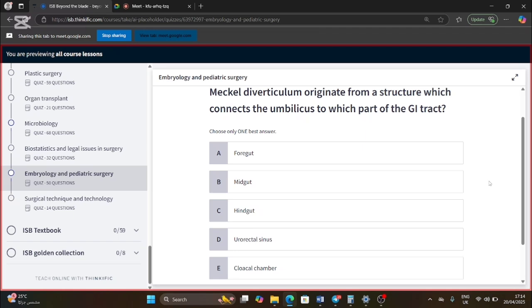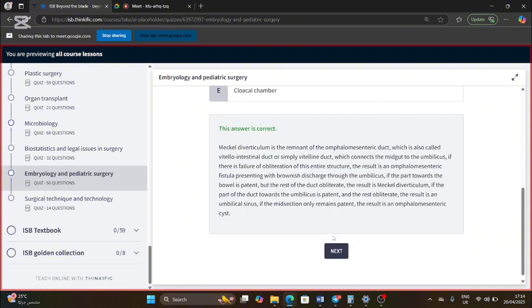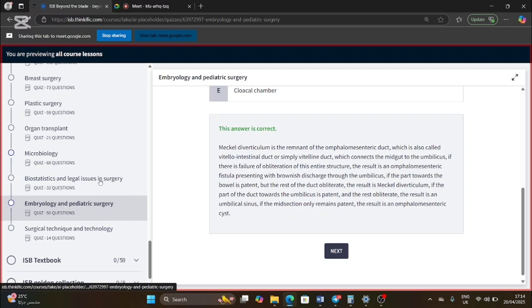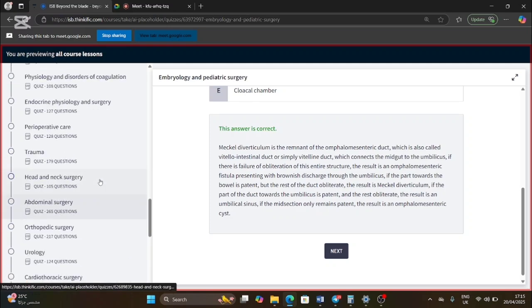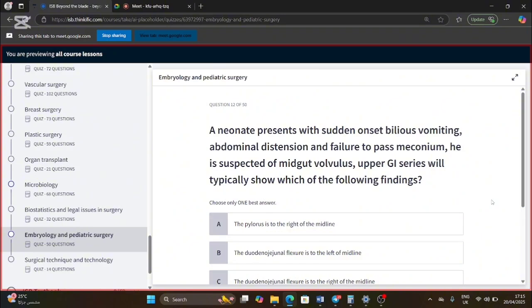Meckel's diverticulum originates from a structure which connects the umbilicus to which part of the GI tract? Midgut. Okay, option B. Let's look at that. Yeah, that's correct, right? It connects to the midgut. Okay, that's fine. Let's change the topic. I think that's enough with the pediatric. Let's just take one more question. Okay, let's see this one.